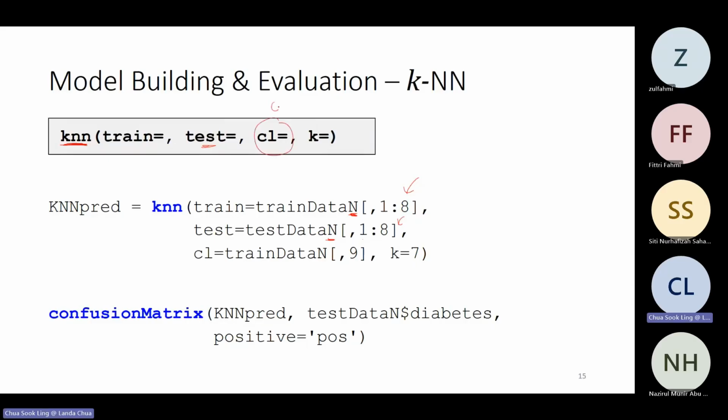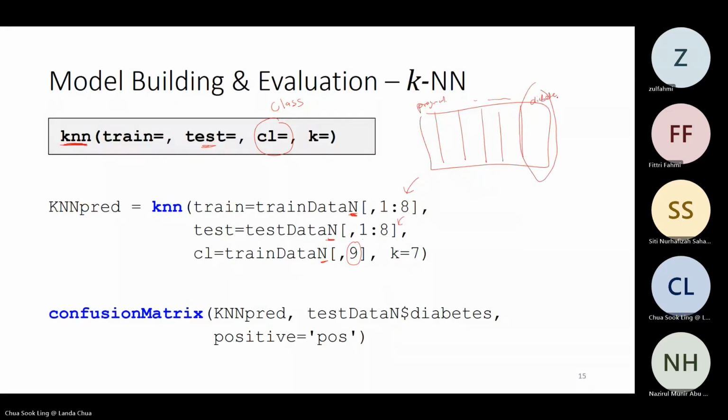CL means the class, which is your target class. In here, the target class is column 9. If you visualize your data set, column 1 is pregnant, and so on. The last column here, diabetes, is column number 9. So you need to specify the class is at column number 9.